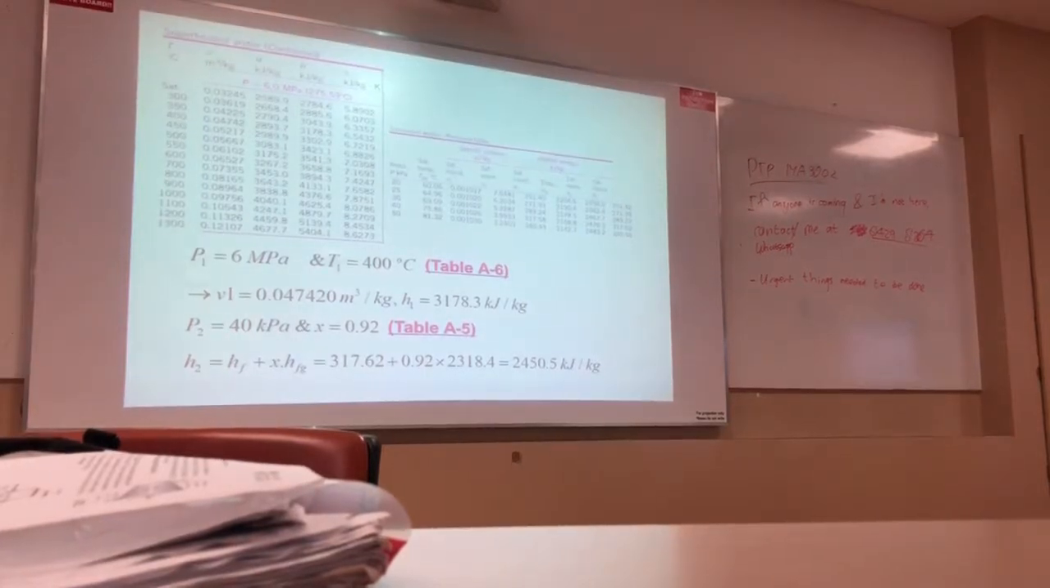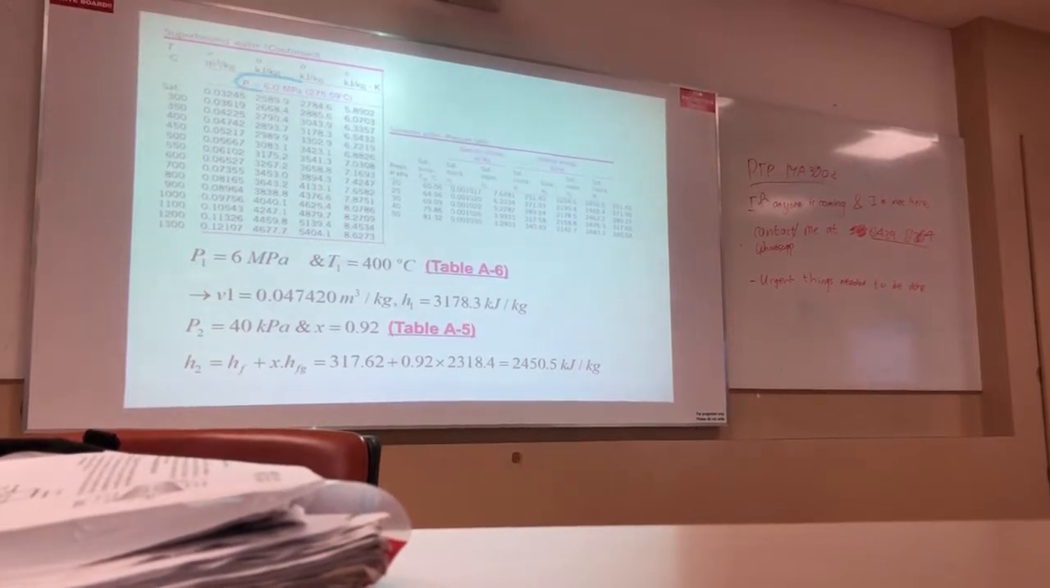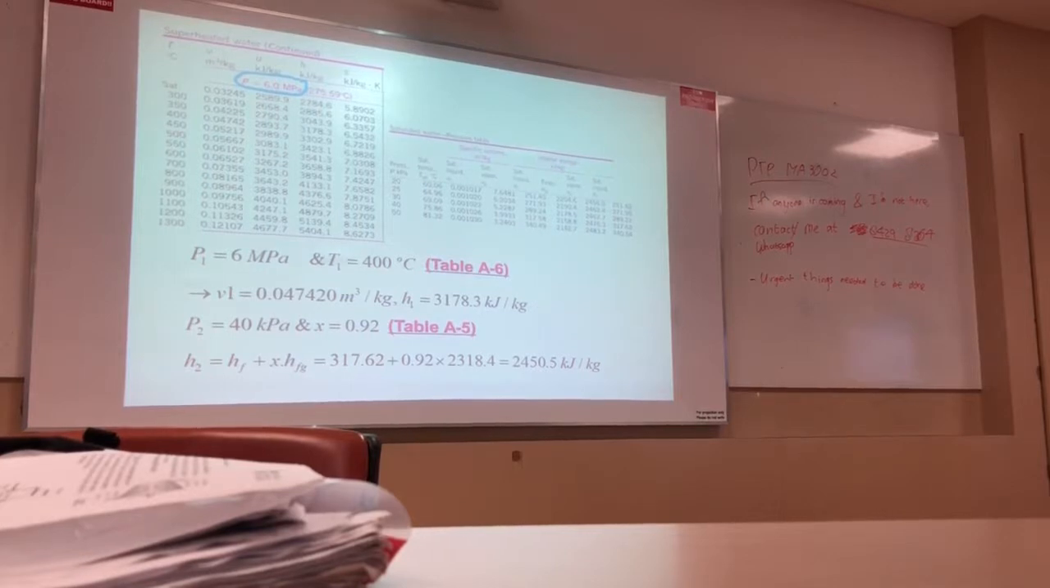Now you can see the table. What is the table one? 6 megapascal means 6000 kilopascal and temperature is 500. Am I right? Yeah. Temperature is 500 or 400? 400. So this is the specific volume you want, and this indicates h1. Alright? Yeah, 3178. So I can write v1 and h1.